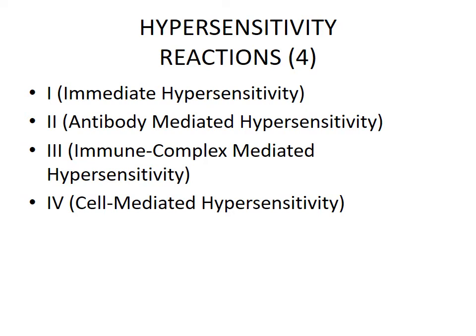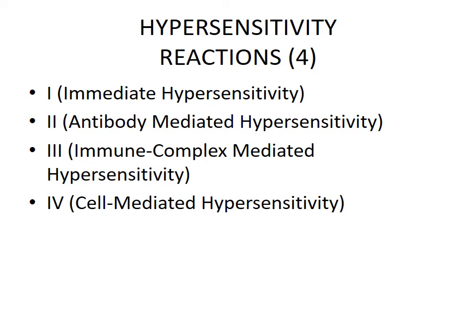Now we will discuss the hypersensitivity reactions in further detail. As we had discussed, there are four classes. Hypersensitivity reaction type 1 is immediate hypersensitivity, and type 2 is antibody mediated hypersensitivity, where antibodies bind to antigens on the surface, and this results in activation of the complement system and then lysis of the cells, or killing of the cell takes place.